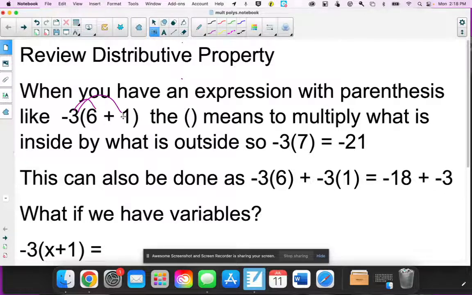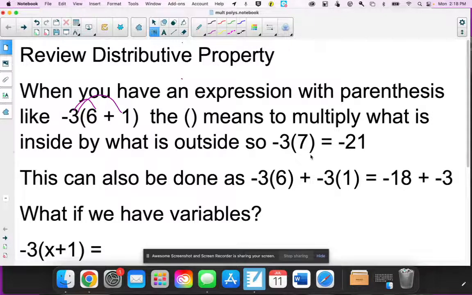Okay. Not a big deal if it's just numbers, right? Because PEMDAS says do the parentheses first, and you would do 6 plus 1 and multiply it by -3, and you'd be good to go. It does work that -3 times 6 plus -3 times 1 is going to give you the same answer. It's going to give you -21.